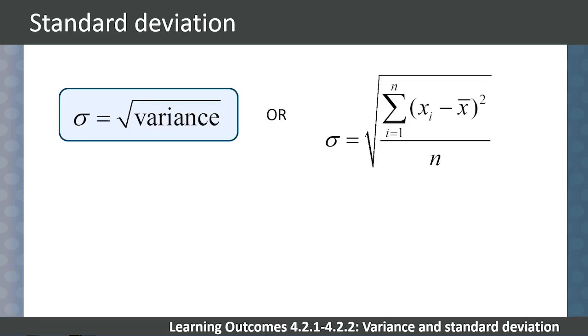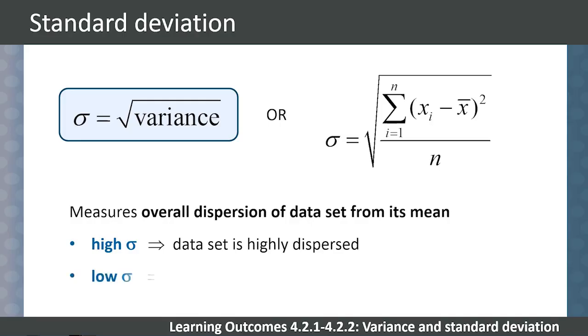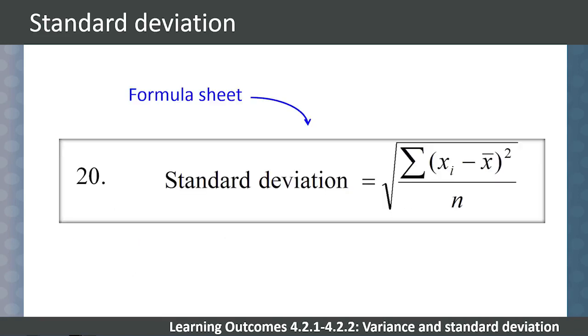And now, the formula and definition of the standard deviation. Standard deviation is calculated as the square root of the variance. Standard deviation measures the overall dispersion of the dataset from its mean. A high standard deviation tells us that the dataset is highly dispersed. A low standard deviation tells us that the data is less dispersed. Students will find the formula for standard deviation on their formula sheet.